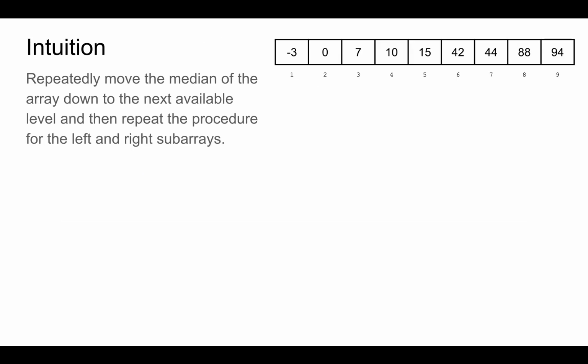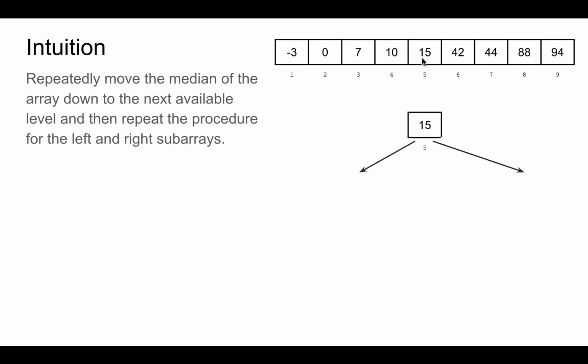Okay, so as we saw, we looked before at sorted arrays and finding a data value or determining that a value didn't exist in a particular array. So how does that translate to a binary search tree? Well, we are basically repeatedly taking the median, or the middlest value, down to the next available level, and then repeating the procedure for the left subarray and the right subarray.